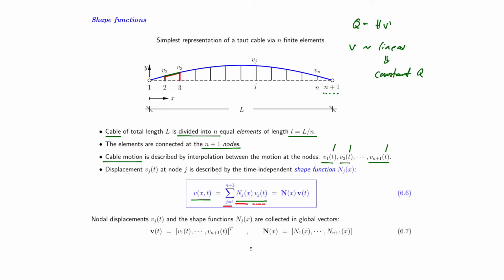That means we can represent shape functions in a large row vector, whereas all the nodal displacements we can collect in a corresponding column vector.